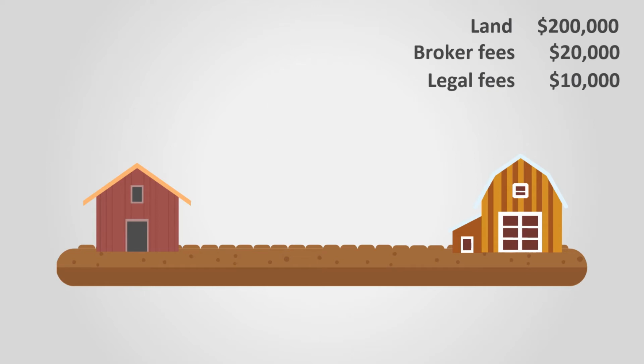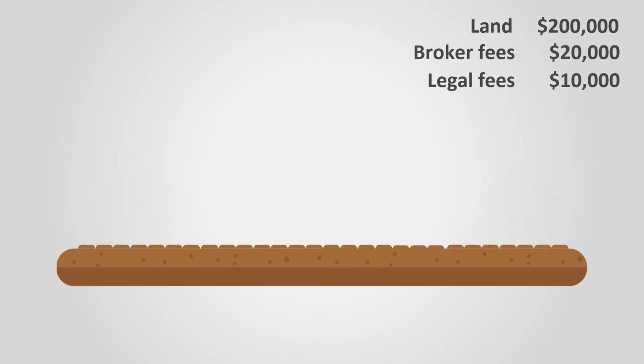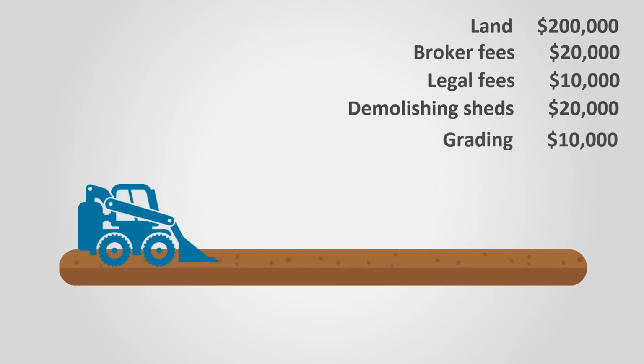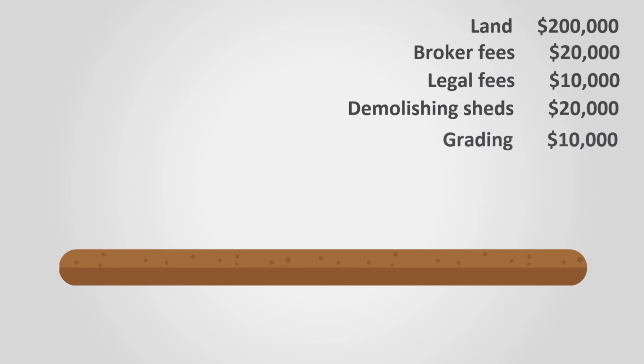The company had to demolish the sheds to start preparing the land for constructing the building. The cost of demolishing the sheds is $20,000. The company paid $10,000 for grading the land to prepare it for the construction of the building. The cost of the land includes all the costs that the company paid to make the land ready for its intended use, which is constructing a building in this case. Accordingly, such costs include the cost of the land, the brokerage fees, legal fees, demolishing of sheds, and grading costs. So the cost of the land will be equal to $260,000.